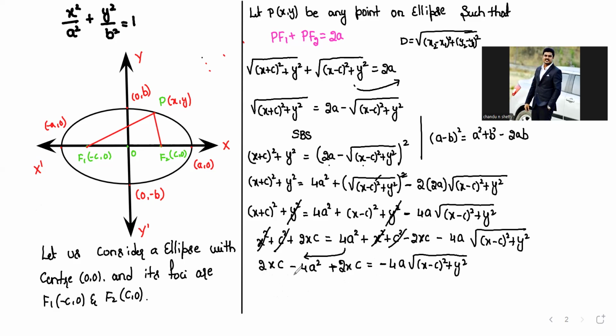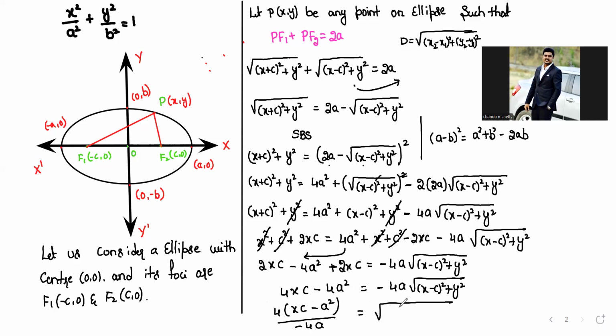Now observe 2xc plus 2xc, what do we get? 4xc minus 4a square is equal to minus 4a square root of x minus c whole square plus y square. Got it, all of you? So now we can take 4 common, so xc minus a square. Now this minus 4a, we can take it as the denominator, so I'm taking minus 4a to the LHS side. So the remaining is what? Square root of x minus c whole square plus y square. Got it, all of you?